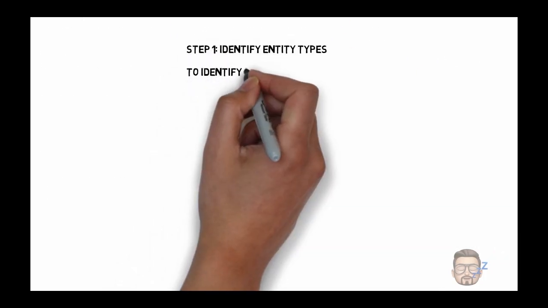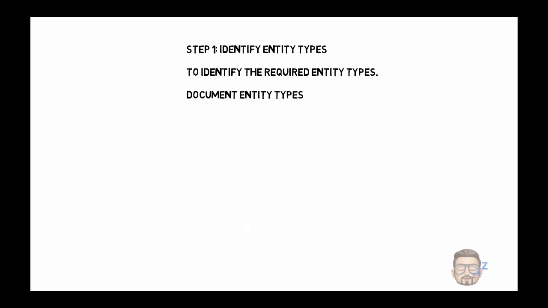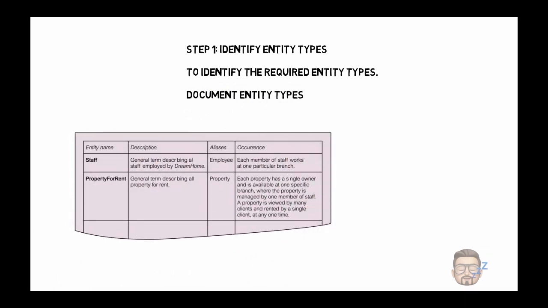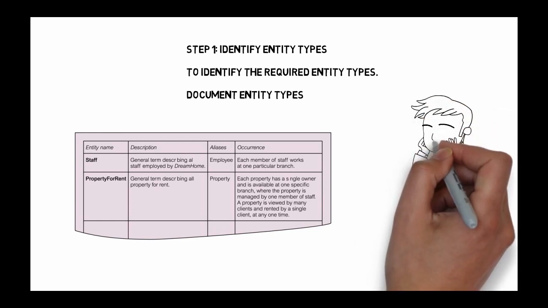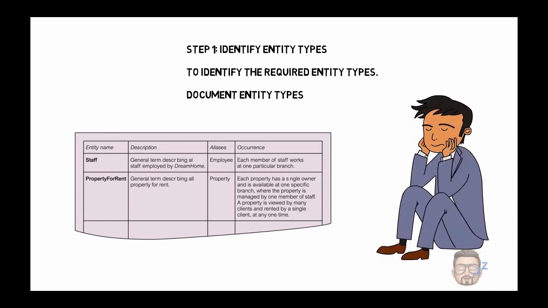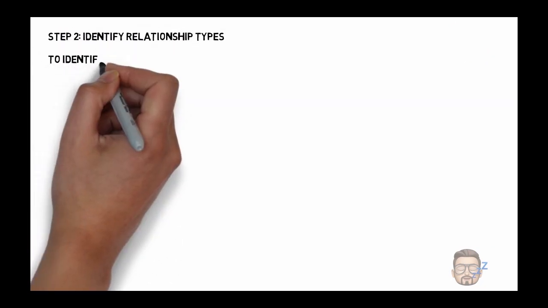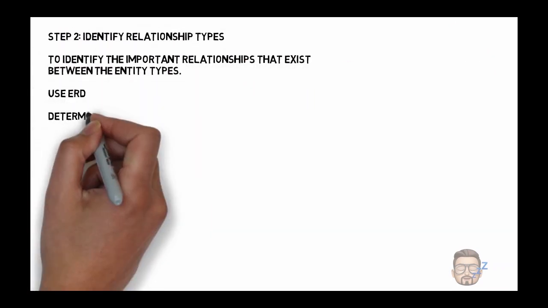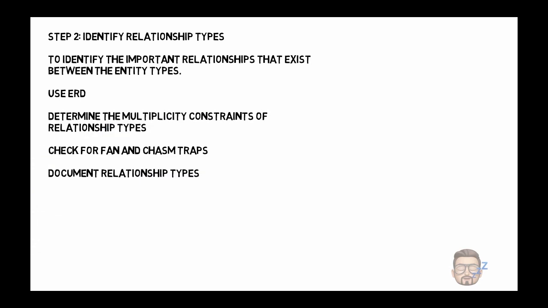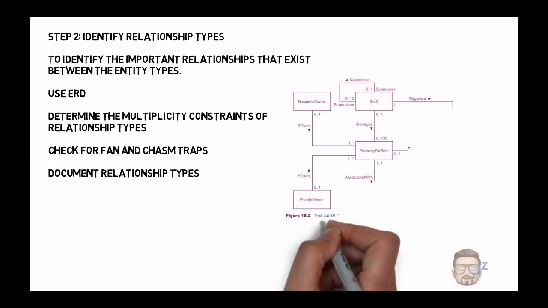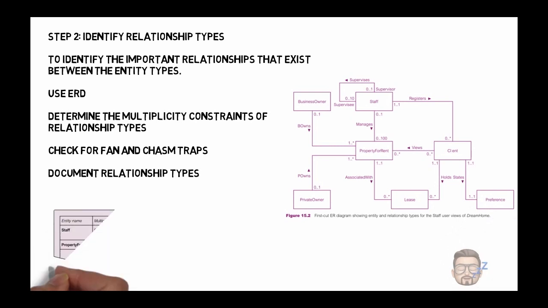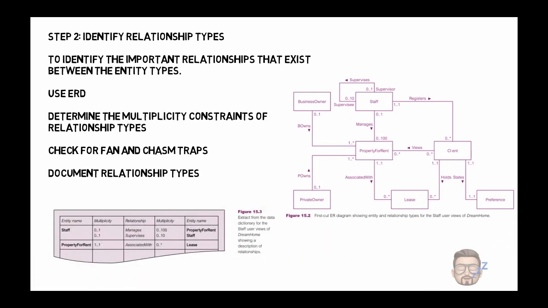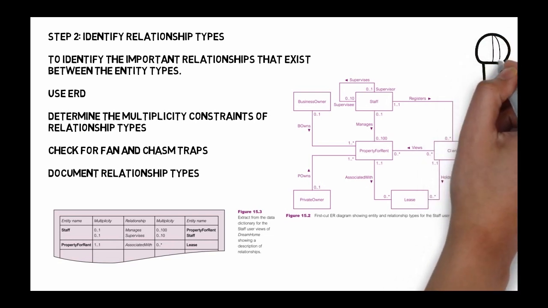The first step in conceptual database design is to identify entity types. We will identify all the required entity types and document those entity types. The second step is to identify relationship types. The important relationships that exist between the entity types are identified by using the ERD. We also need to determine the multiplicity constraints of the relationship type, check for fan and chasm traps, and document the relationship type.